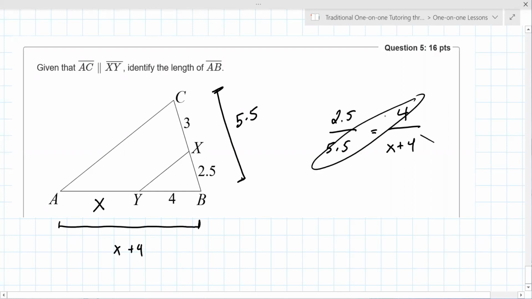Okay, so now again, we're just going to diagonally multiply and solve for x. So can you do that for me, please? And let me know when you get the right answer. Sure. Excellent.